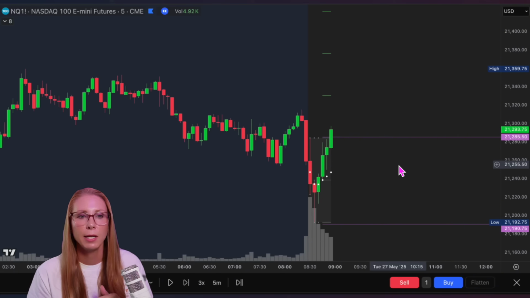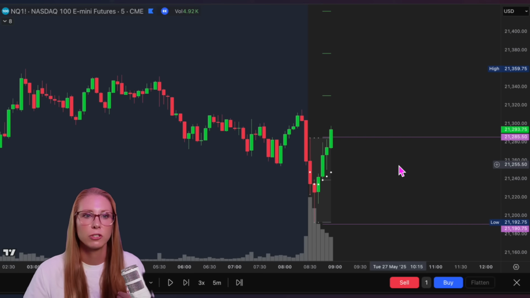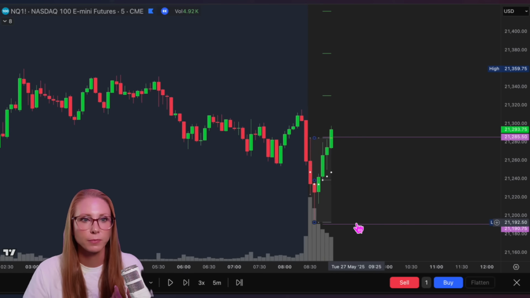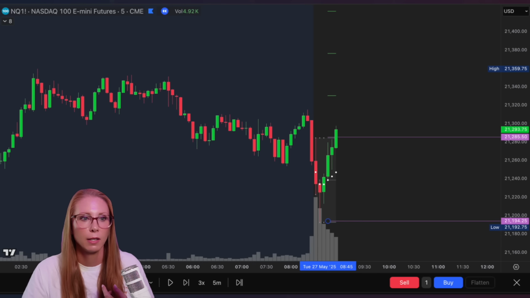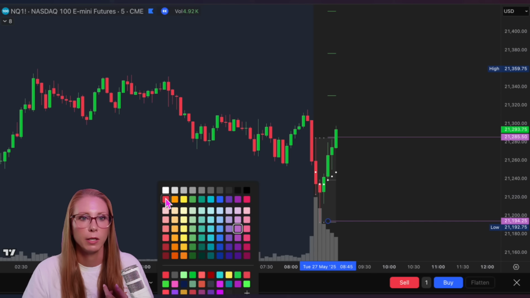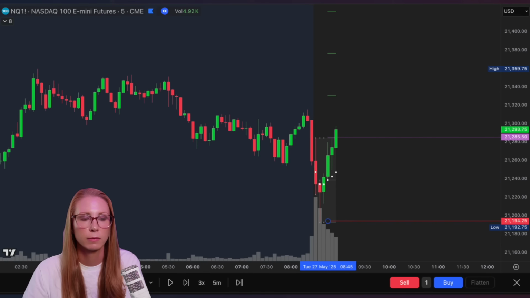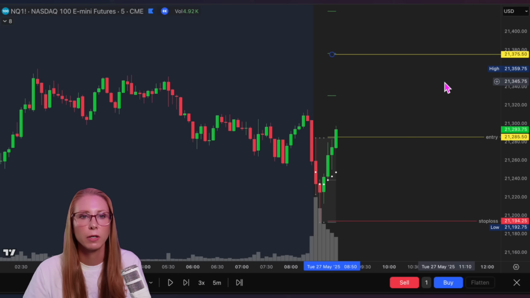But once I'm in, I just sit here and relax. So the stop loss is now going to be, let me get this line here. This is going to be the stop loss. I'll make that one red so we know that's stop loss. And here's our entry. Make that one yellow. We got our yellow entry. And now we need a target. So we'll make a third up here. That'll be the target.